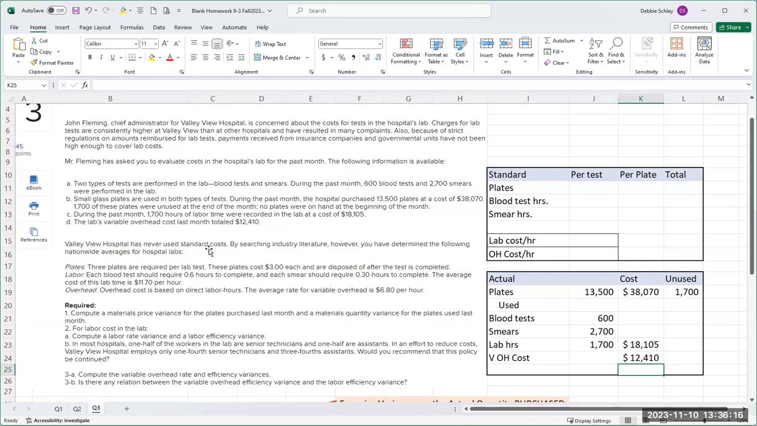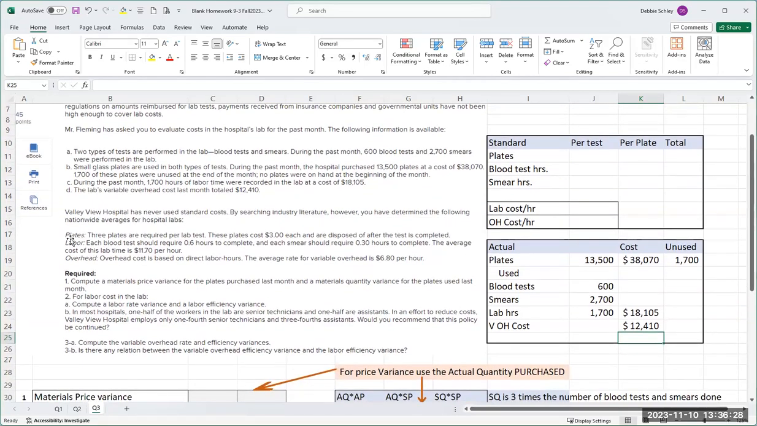Valley View Hospital has never used standard costs. By searching industry literature, however, you have determined the following nationwide averages for hospital labs. Plates. So here are my standards, right? 3 plates are required per lab test, so I need 3 plates per test. These plates cost $3 each, so they cost $3 per plate.